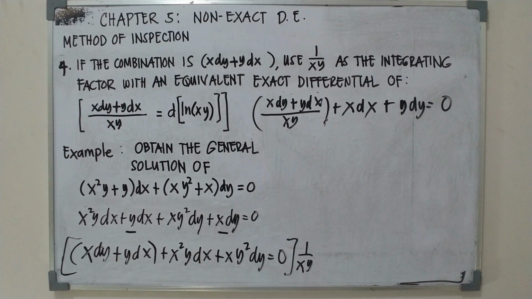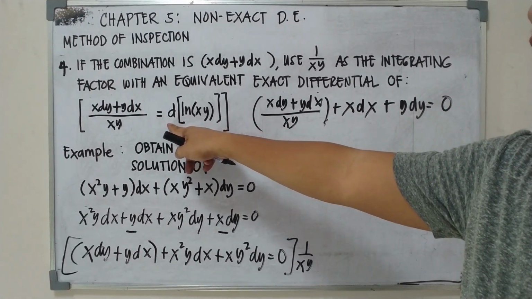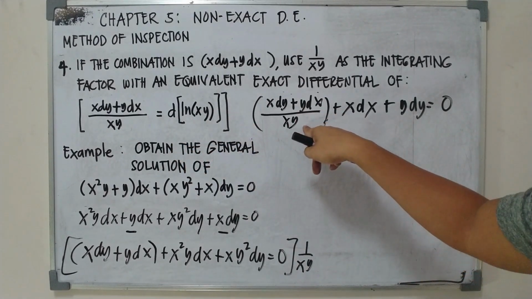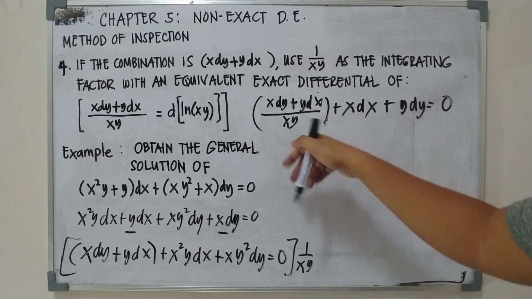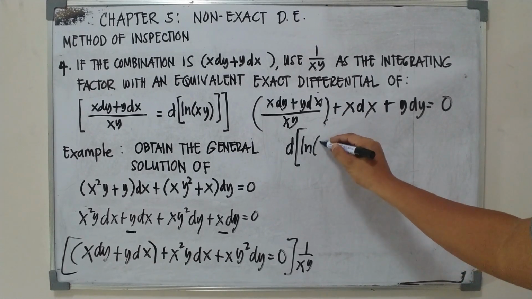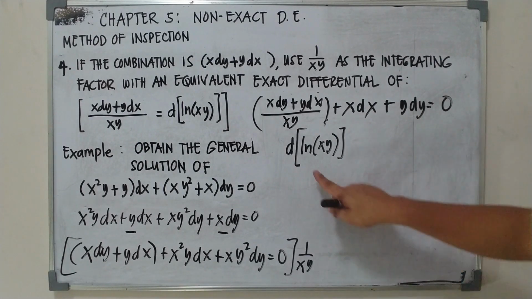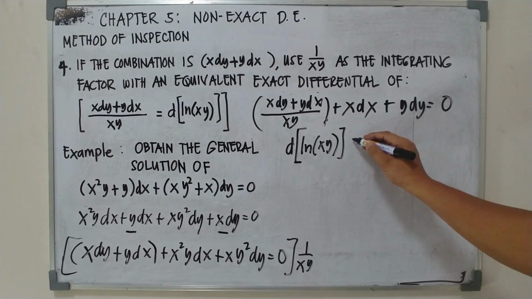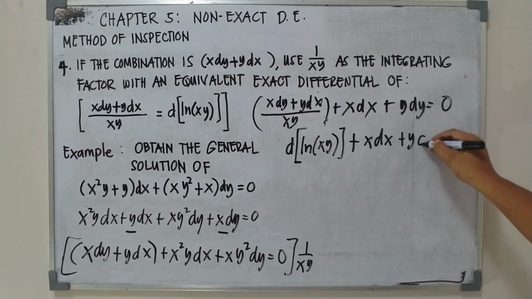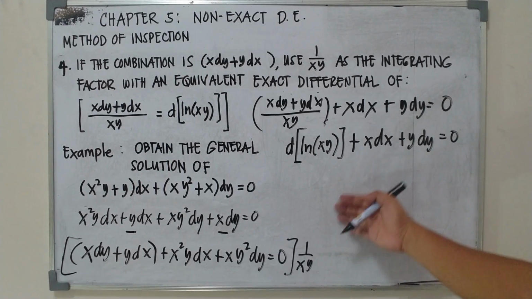Okay? Then, proceed. Replace the x differential equation with this term, or with this combination. So, we have d, or the differential of ln of xy. This is the equivalent to make our differential equation exact. So, just copy x dx plus y dy, and this is equals to 0. Then proceed to our integration.